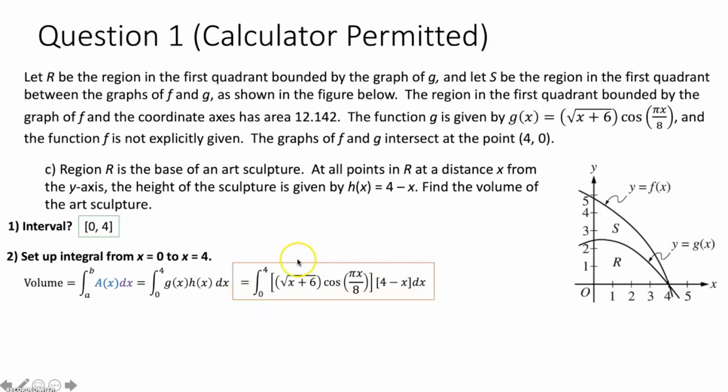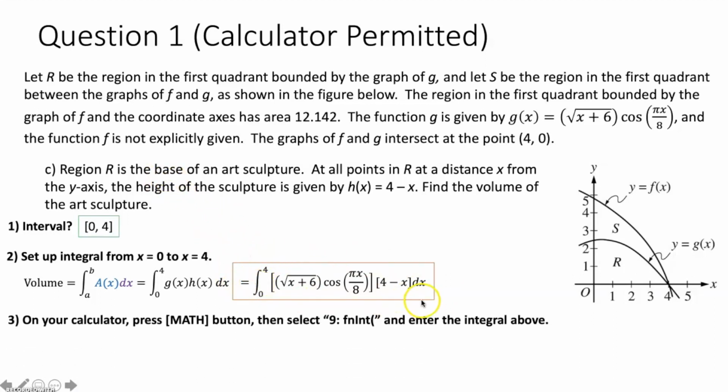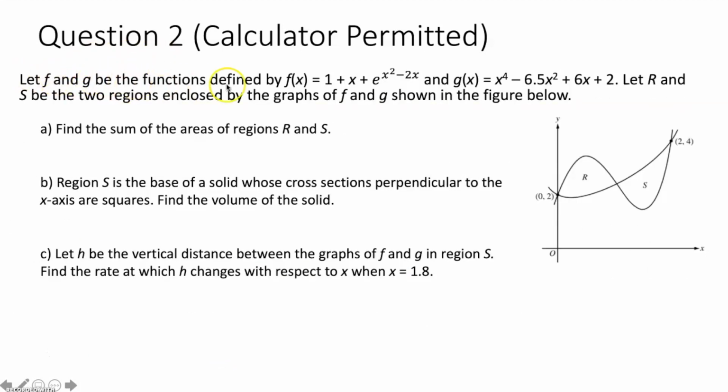Now, from here, because this question appeared on the calculator portion of the AP test, all you need to do is plug this into your calculator and evaluate the integral that way. So you plug this in your calculator, round to 3 decimal places, and you get the volume of the art sculpture is approximately 17.243.